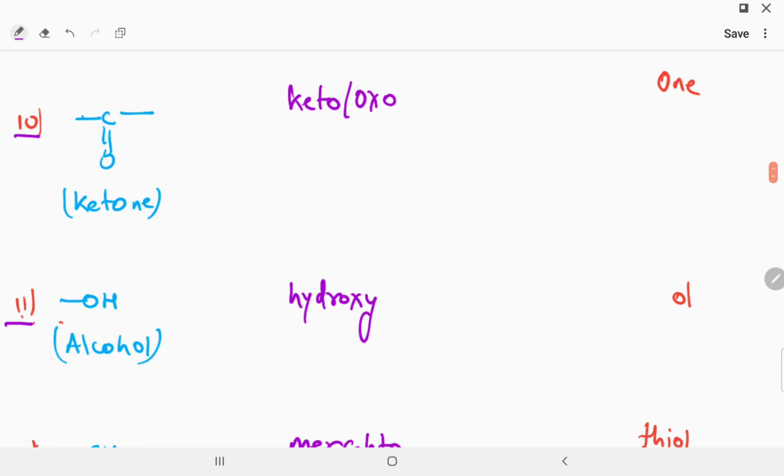Now the tenth one is ketone. Ketone has two types of prefix, keto and oxo, and only one type of suffix, because the keto is a bivalent functional group, so in the parent chain its carbon is always included, and its suffix is one.